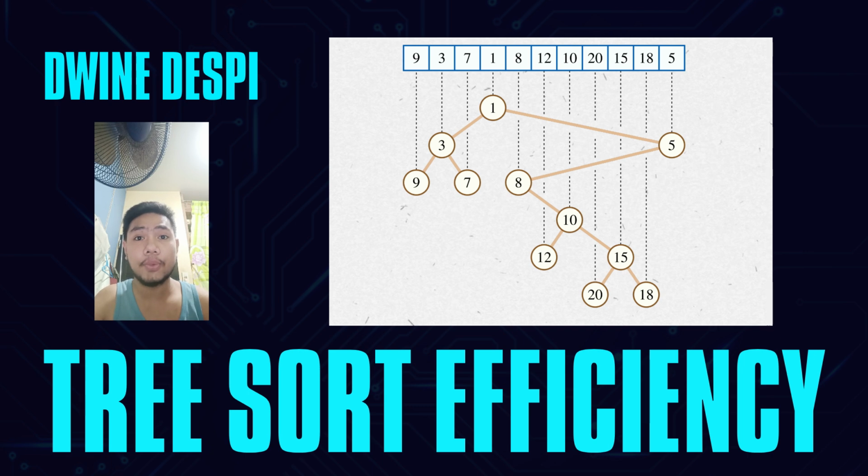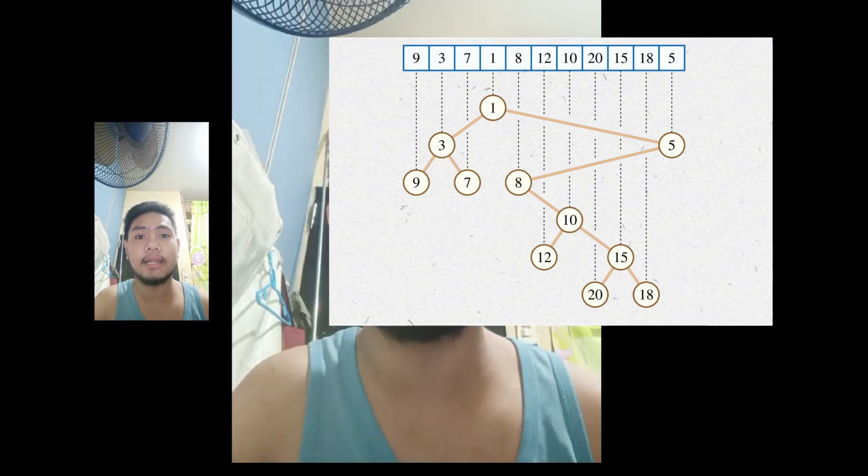In the best case, when the BST remains balanced, the time complexity is O(n log n). The space complexity of tree sort is O(n), which is the space required to store all elements in the tree. Tree sort works well with randomly ordered data, but it may perform poorly with already sorted data due to the risk of creating an unbalanced tree.